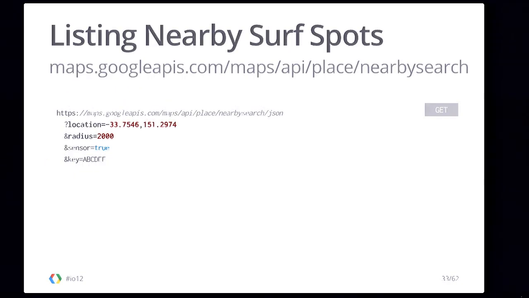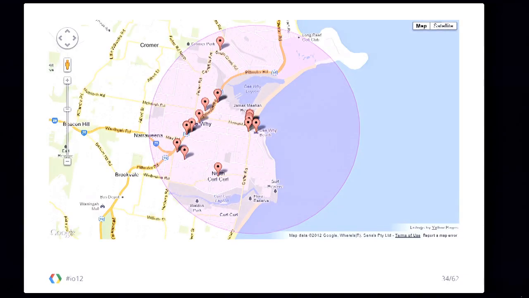Okay, so the first task is how do you list nearby surf spots using the Place API. What I'm doing here is calling the nearby search endpoint, and as you can see, it's really simple to use. I'm providing a location, which happens to be my home turf back in Sydney, and a radius of 2 kilometers. And when I execute that search, bang, I get back a bunch of places.